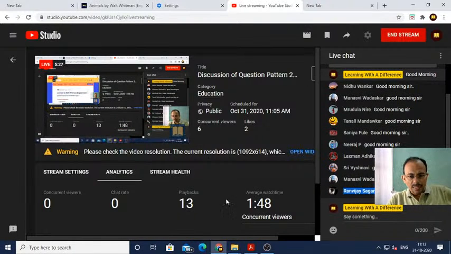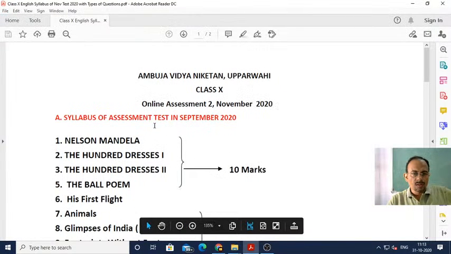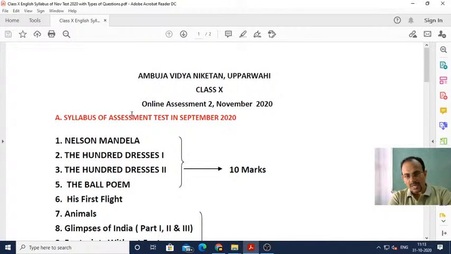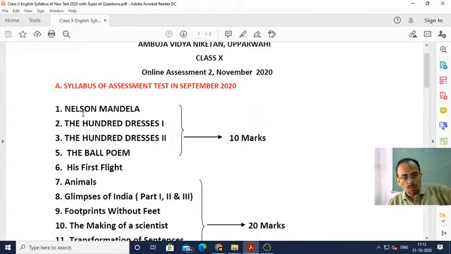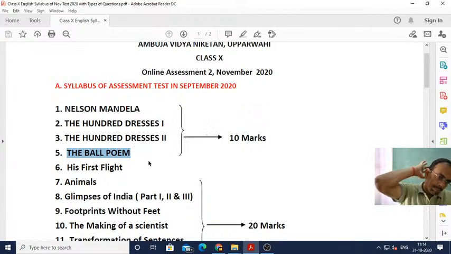Dear students, let me discuss with you the syllabus. You see here, this is the syllabus for your online assessment second, that is in November 2020, Class 10. You can see Nelson Mandela. Whatever was there in the first assessment test, 10 marks of those chapters will be included in the question paper. Therefore, I have written 10 marks.